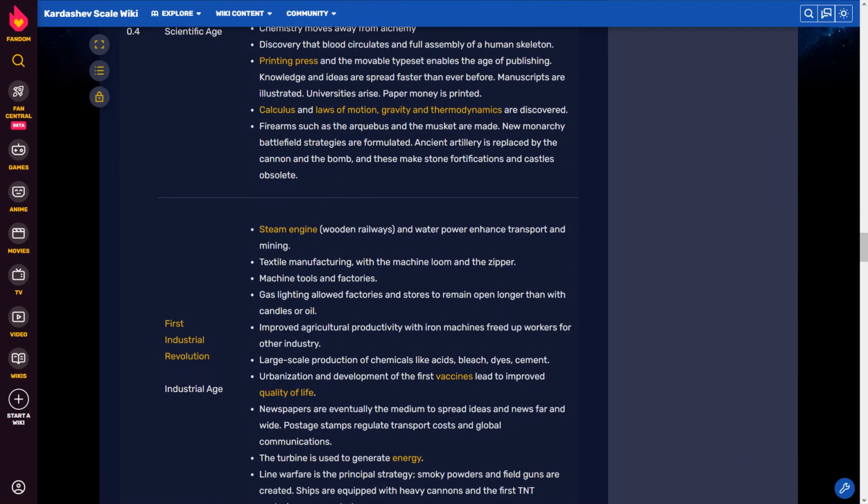Calculus and laws of motion, gravity, and thermodynamics are discovered. Firearms such as the arquebus and the musket are made. New monarchy battlefield strategies are formulated. Ancient artillery is replaced by the cannon and the bomb, and these make stone fortifications and castles obsolete.